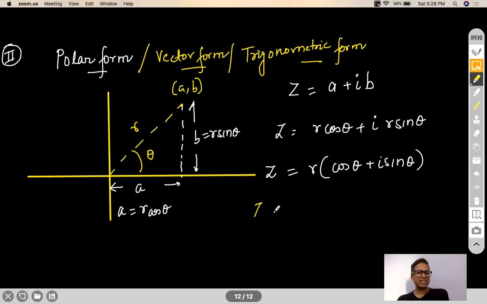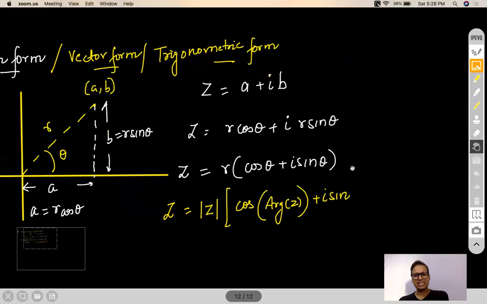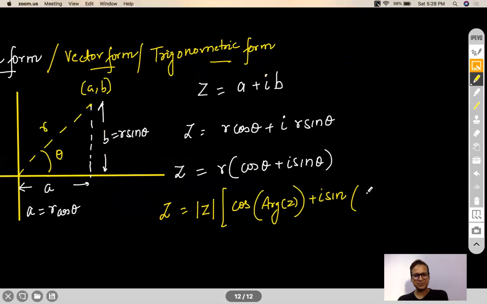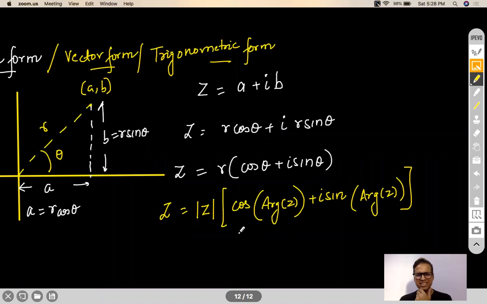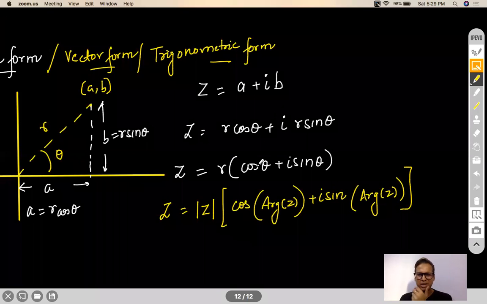In other words, you can write it as modulus times cos arg z plus i sin arg z. Therefore, modulus and argument concepts were taught to you before I introduced the polar form. Now, it makes one feel, why at all do we need this? I'm so happy with the point form. Why do I need to write it in polar form?